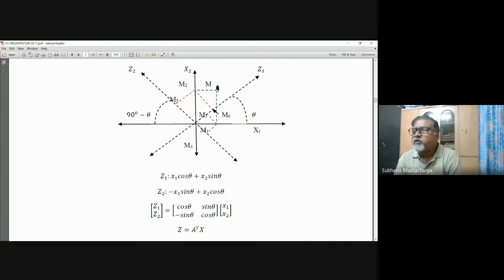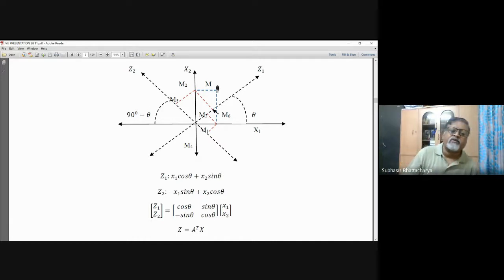There is no such heavy mathematics here. Such a transformation of point M from x1, x2 to z1, z2 space can be written in vector matrix notation as: z1, z2 equals the matrix cos theta, sin theta, minus sin theta, cos theta, times x1, x2. The original variables x1, x2 are transformed into new variables z1, z2.